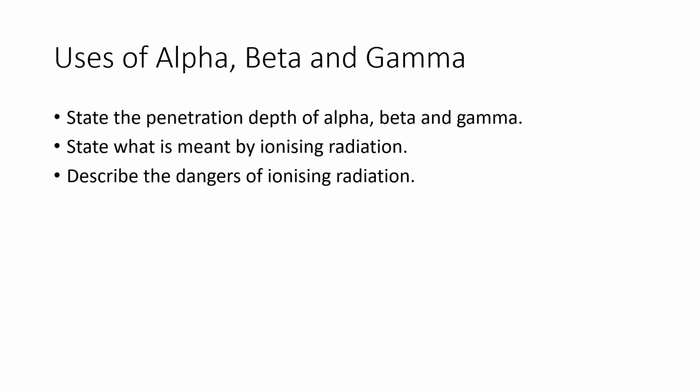State what is meant by ionizing radiation. Okay, that is radiation which can cause neutral atoms to become ions. In all of the cases, they remove electrons from those atoms in some way or another. And describe the dangers of ionizing radiation. Okay, ionizing radiation can ionize your DNA, causing it to break, resulting in a mutation that could lead to cancer.